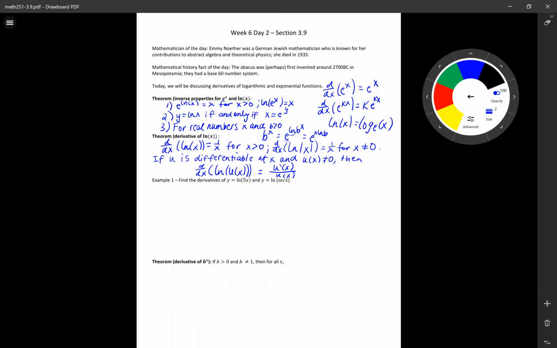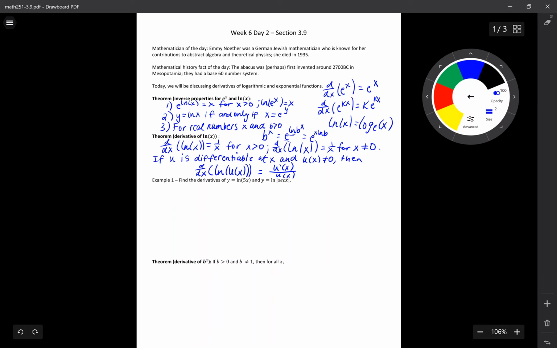So let's use this theorem here to find the derivatives of y equals natural log of 5x and y equals natural log of secant x. If we look at this, that secant x has an absolute value around it, which just tells me when I can take the derivative of it according to this guy right here. But I wouldn't worry too much about the absolute value.